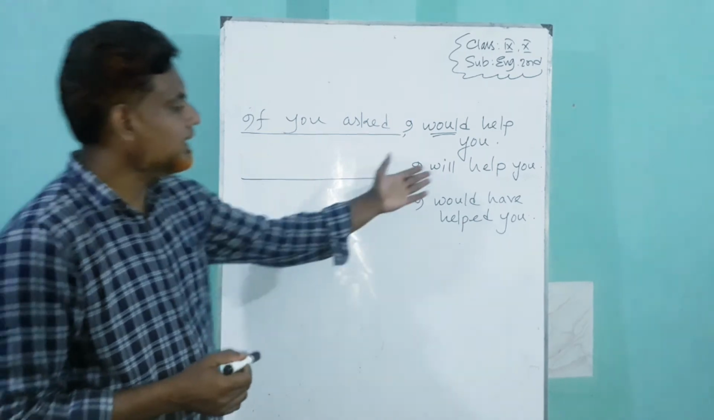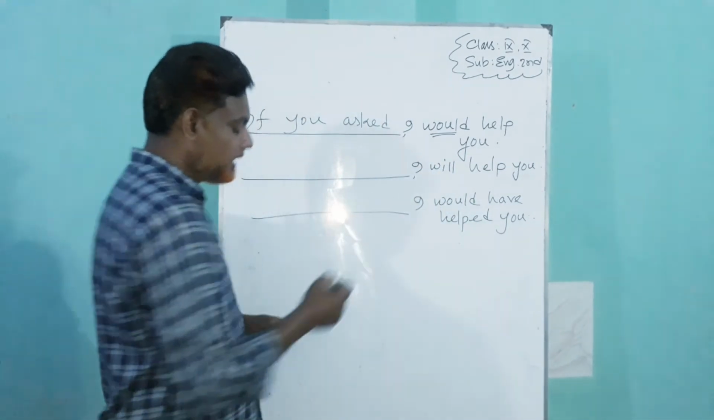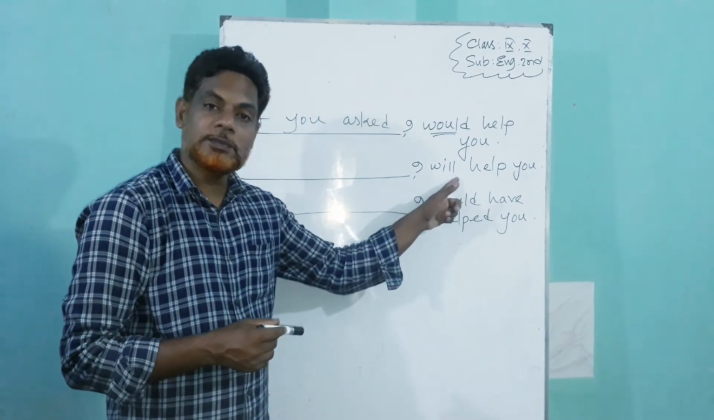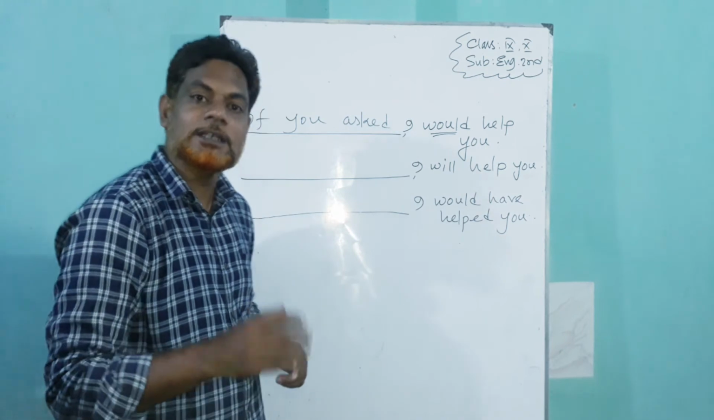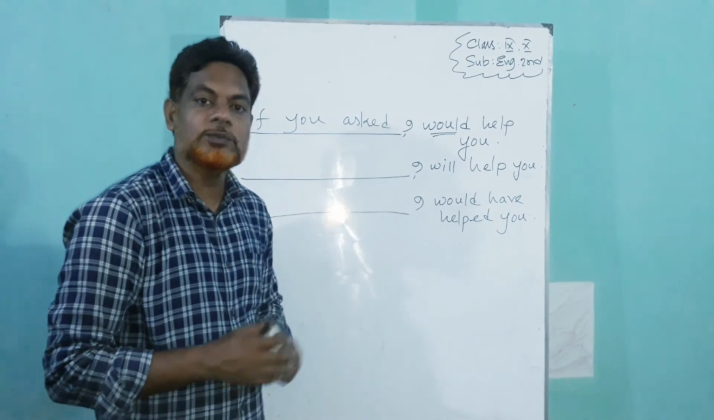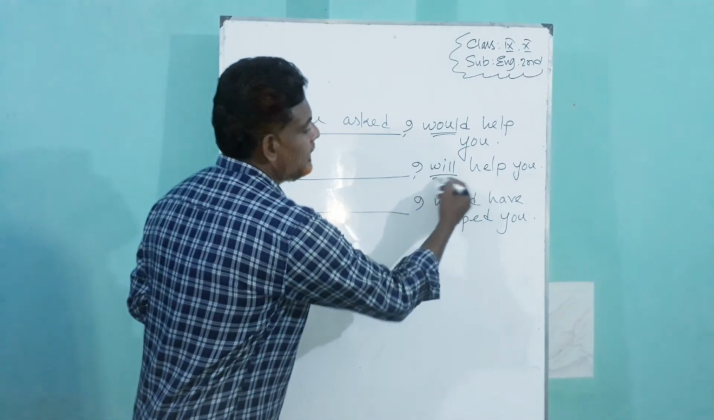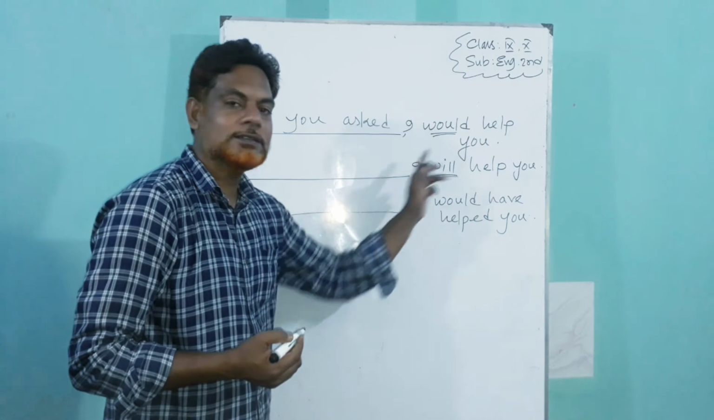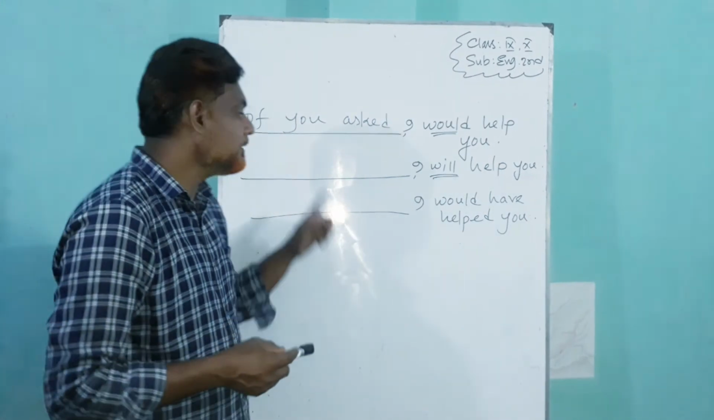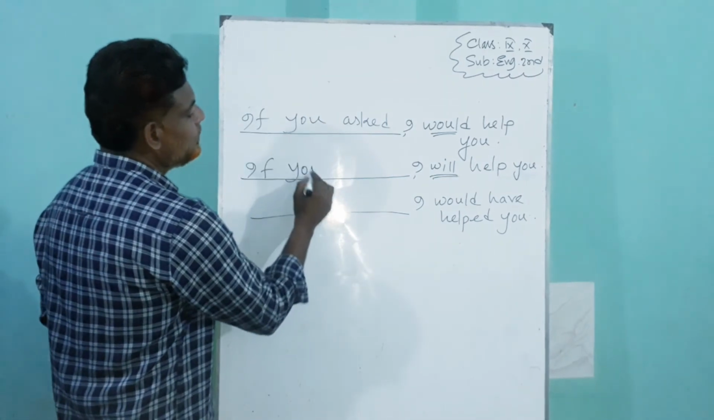Then look at the next sentence. I will help you. There is the principal clause. You have to write the subordinate clause. Now, if you want to write the subordinate clause, which condition will be used here? Yes, as there is will, that means the principal clause is in future tense, you have to write the first condition. That means you have to write if you ask.